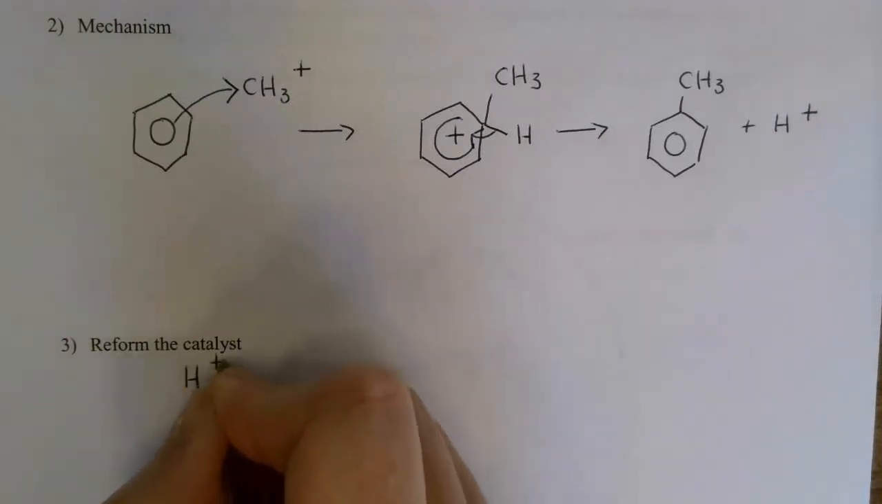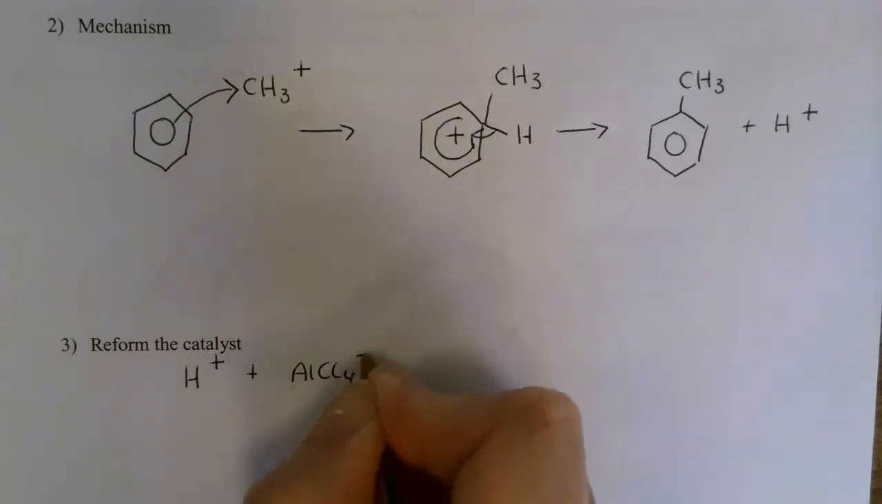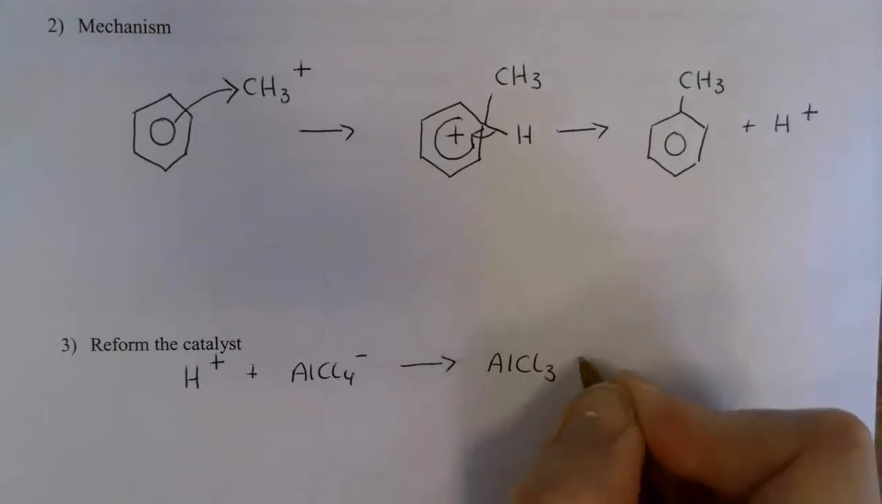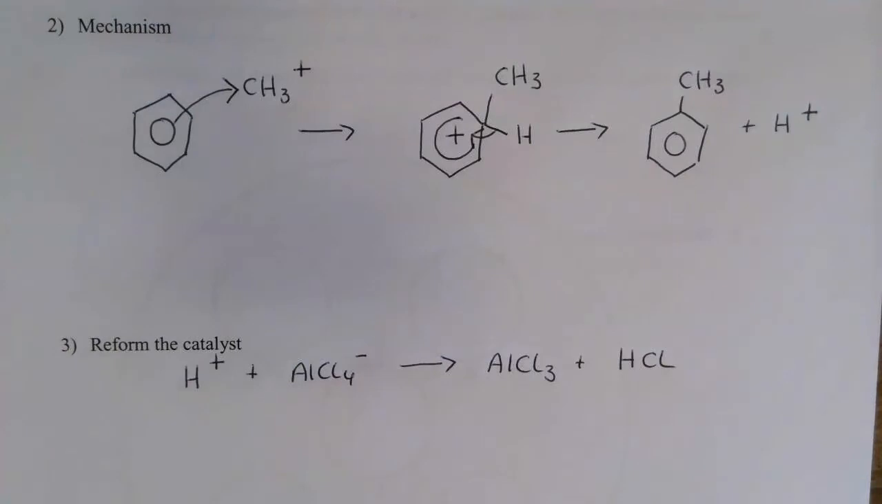And again, I'm going to reform my catalyst. My hydrogen ion will react with my AlCl4 negative to regenerate the catalyst AlCl3 and to make my secondary product, which in this case is HCl.